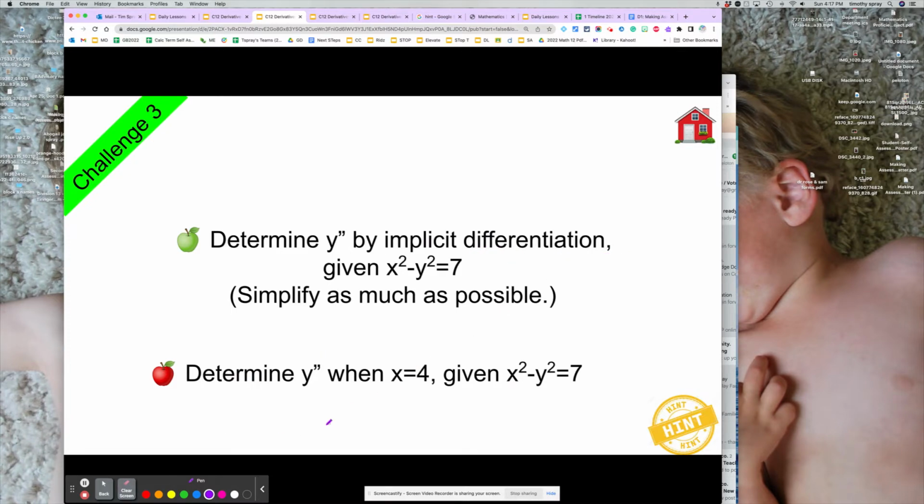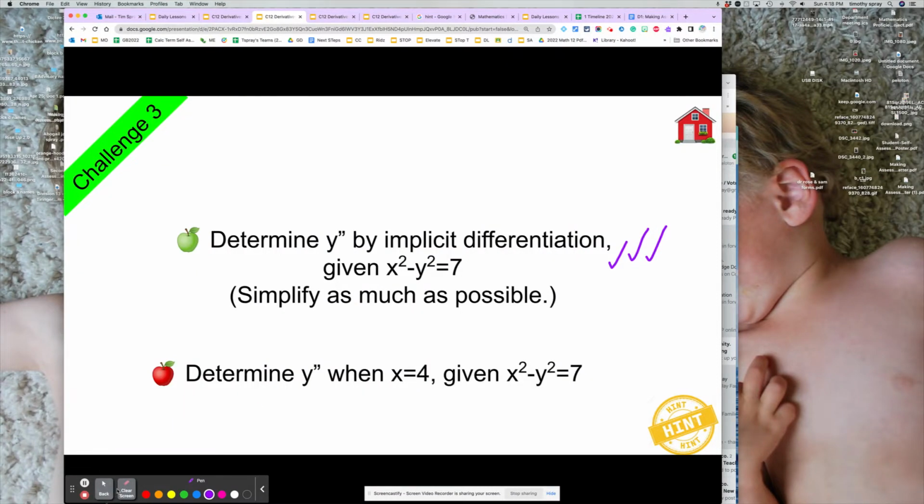This next one is the one that I really want you to focus on using your noticing and wondering. Before you watch my clip, give this a go on your own. What we're going to try to do is find the second derivative of x squared plus y squared equals 7, and I want you to simplify as much as possible. Put the video on pause and find the second derivative, simplify as much as possible, and then determine what the second derivative is when x equals 4. Pause the video and check in.